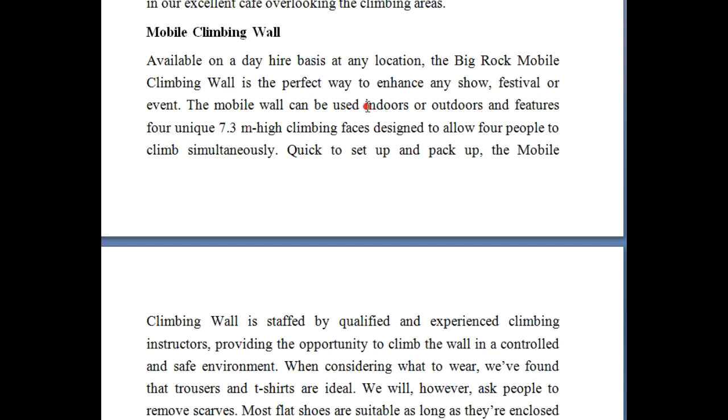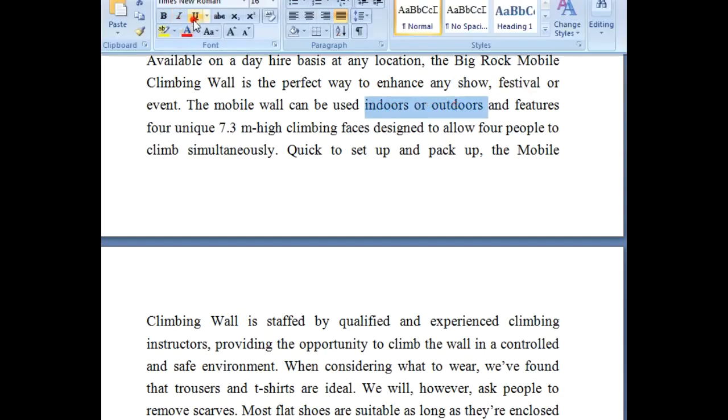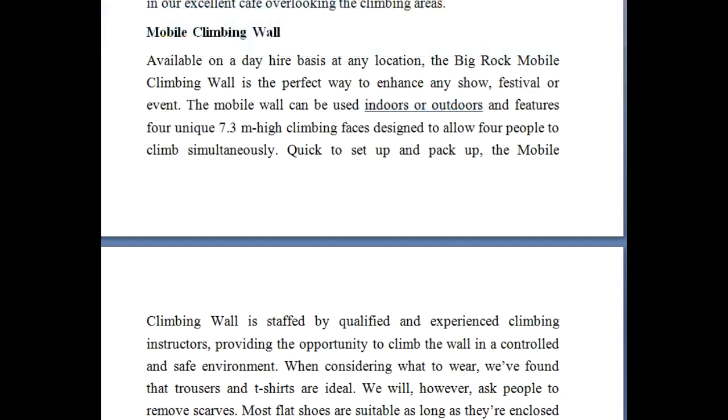Oh, so the word garden is not here. If you keep looking for the word garden, perhaps you might not find it and you end up answering it as not given. But here the word outdoors hints at the garden. So the question says you can use it in your own garden if you wish. So read it. It says the mobile wall can be used indoors or outdoors and features a unique 7.3 meter high climbing face designed to allow. That means what? It can be easily used in the garden. So the answer is true.